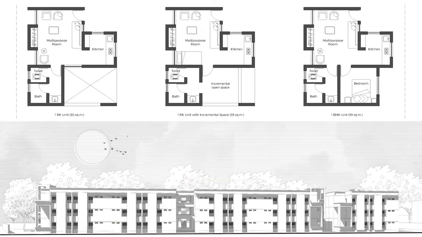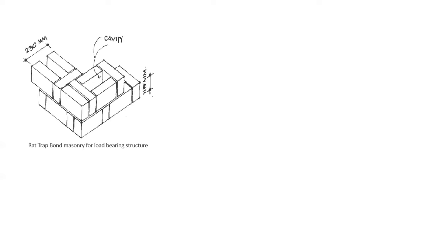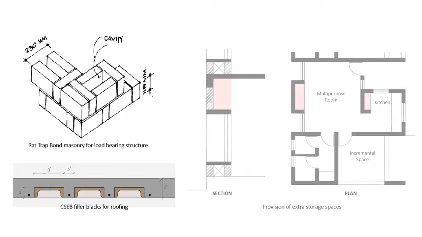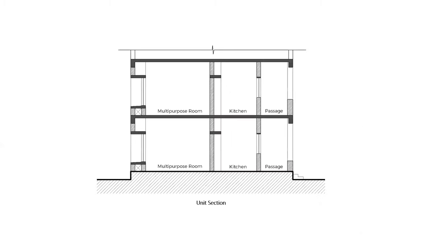As you can see, three options were provided for the dwellers according to their economic condition. Also, for cost effectiveness, rat-trap bond masonry is proposed with CSB filler blocks for roofing. There is also a consideration of extra storage spaces in the dwelling units. As you can see in the section of the dwelling unit, the shading and fenestration of the units were considered in the design, along with extra storage spaces above.